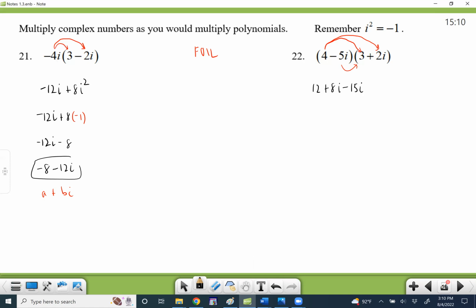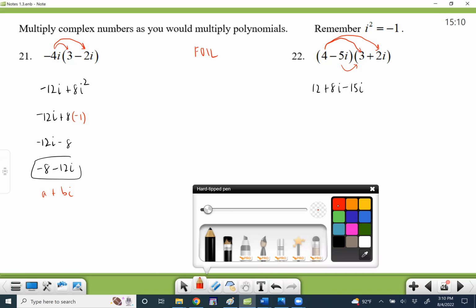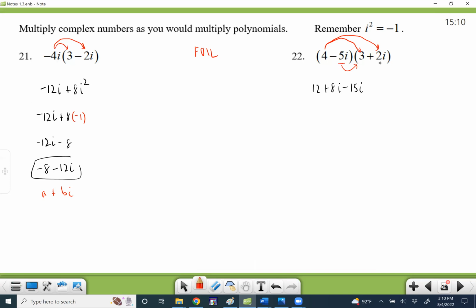And then the L stands for the last. So in each parentheses, take the last. So the 5i is last and the 2i is last. We're going to multiply those by each other. So a negative times a positive would be a negative. 5 times 2 is 10. I times I is.